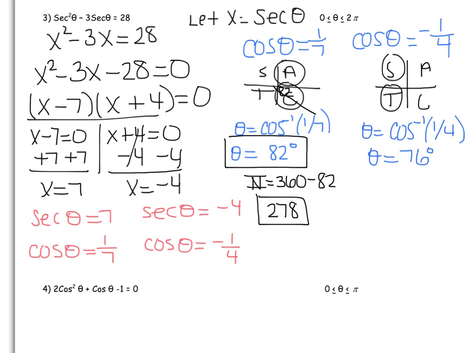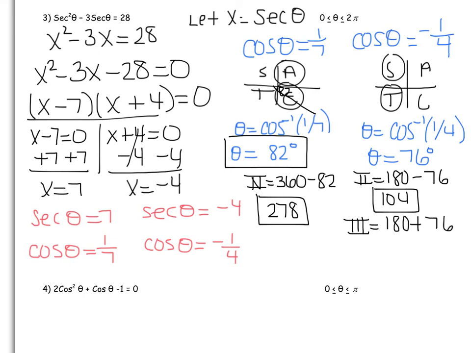Now this 76 is the reference angle, the angle in quadrant 1. But I need the angle in quadrant 2 and quadrant 3. So for quadrant 2, we would do 180 minus 76. So let's go ahead and do that. You get about 104. Now let's find the angle in quadrant 3. How do I do that? 180 plus 76. So let's go ahead and put that into the calculator. And you should get about 256. So let's box all those.